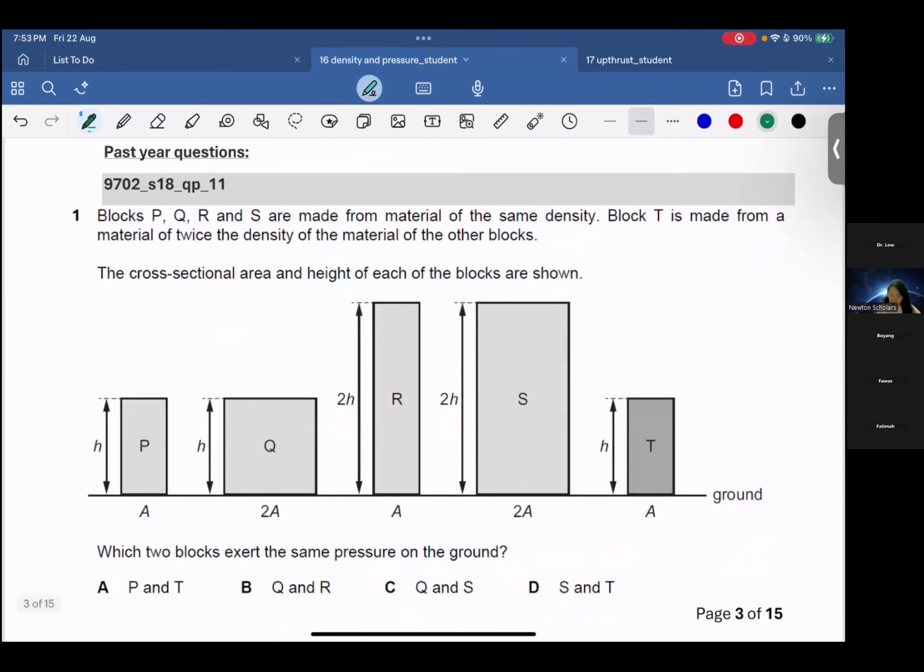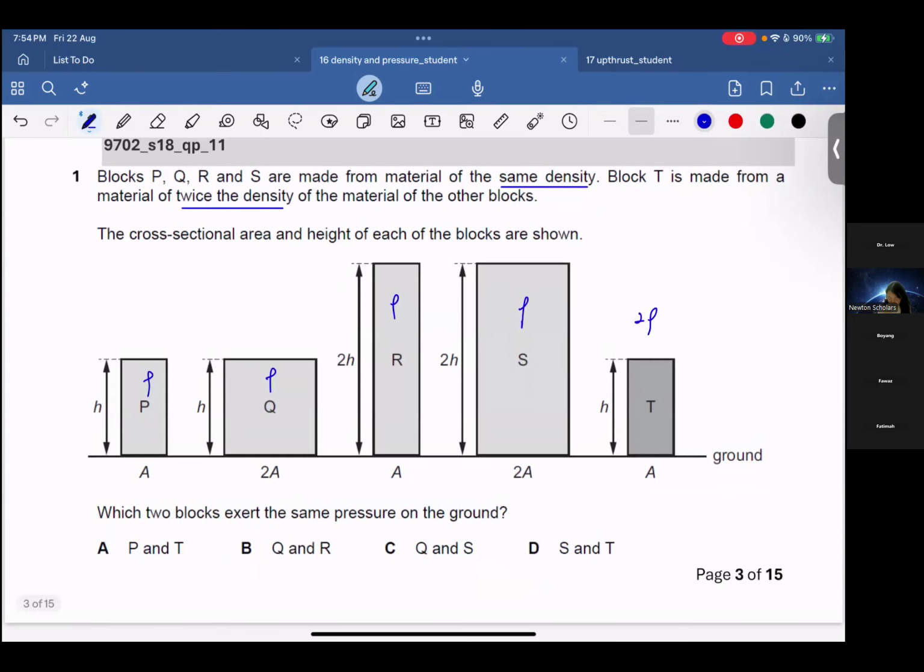Okay, we look at a past year question, what kinds of questions they will ask. We have blocks P, Q, R, S and T. The first four have the same density. Block T has twice the density. Density is the same for the first four blocks, and the last one is double. Cross-sectional area and height are shown. Which two blocks exert the same pressure on the ground?